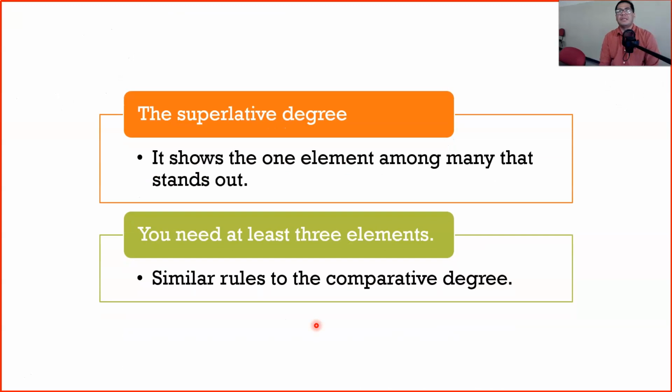And let's talk about the superlative degree. As I told you, it shows that one element among many stands out. So there are many elements that have the same quality, but there's one that stands out above the rest. And in order to use the superlative, you need at least 3 elements. And there are similar rules to the comparative degree, in that there are rules for monosyllabic adjectives and bisyllabic adjectives, right?